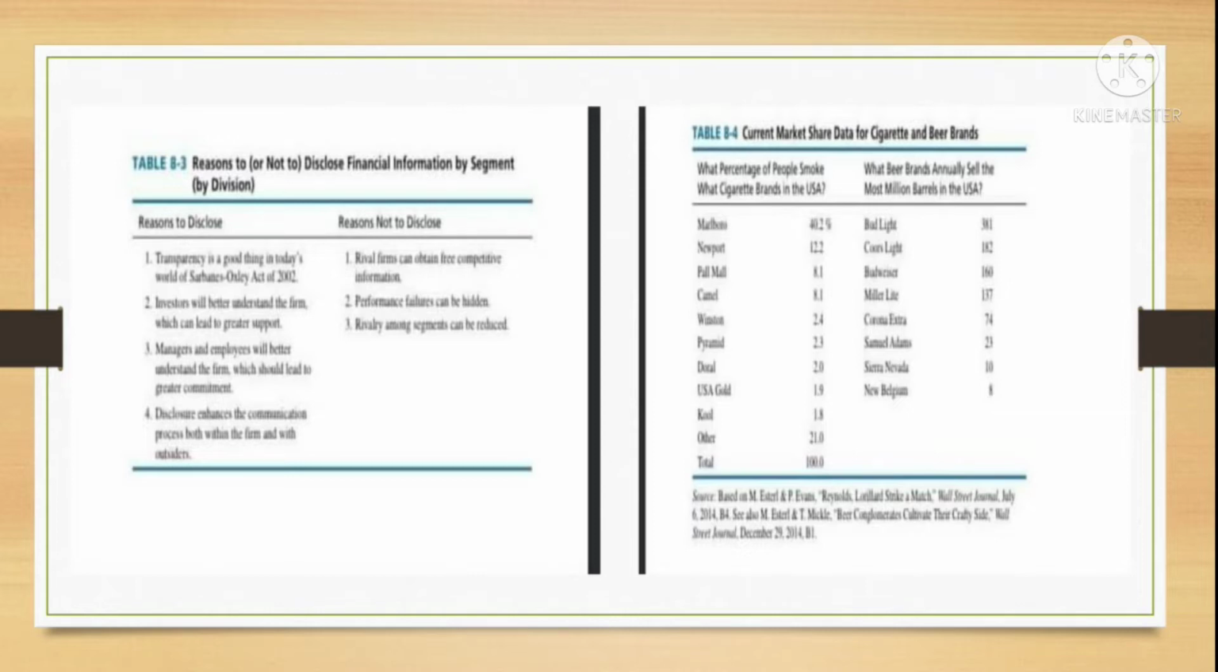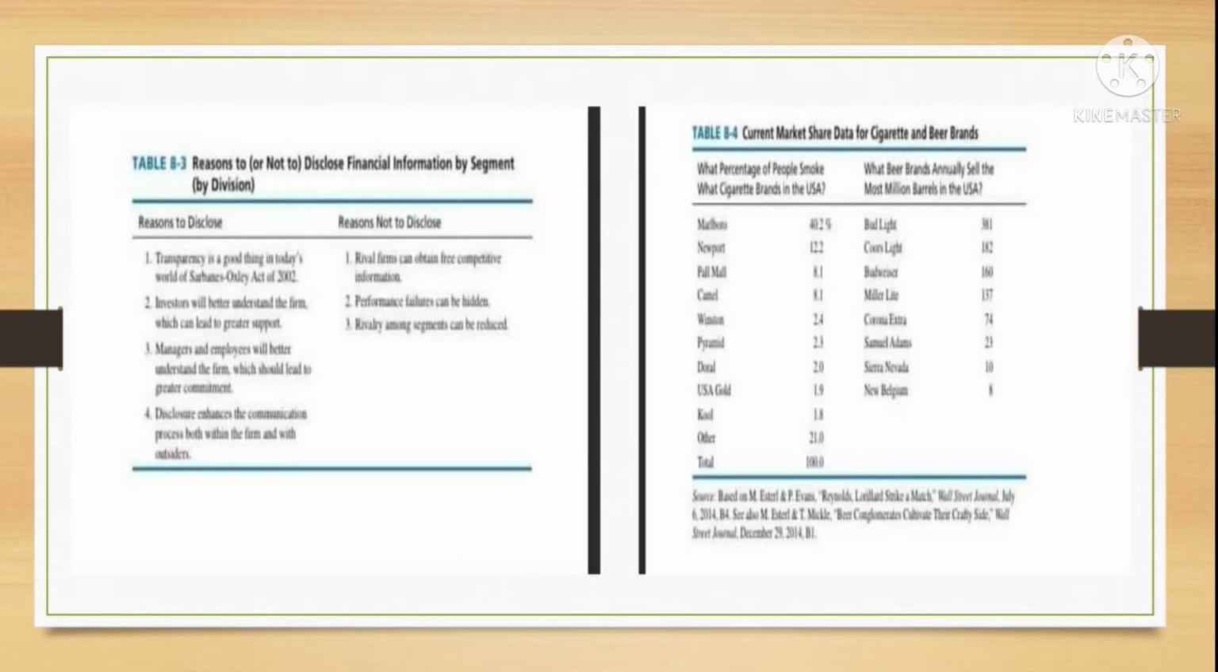Reasons not to disclose. Number 1, rival firms can obtain free competitive information. Number 2, performance failures can be hidden. And last, number 3, rivalry among segments can be reduced.